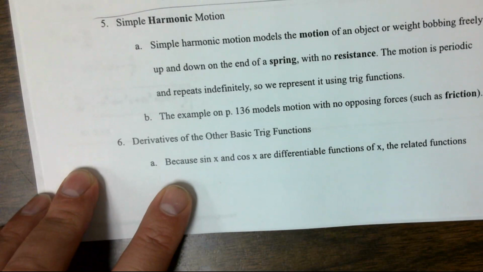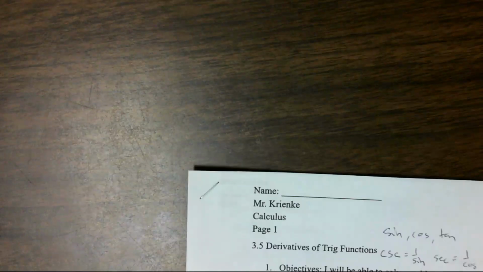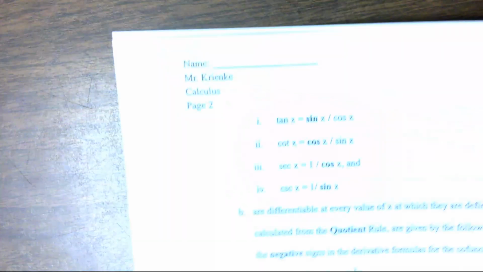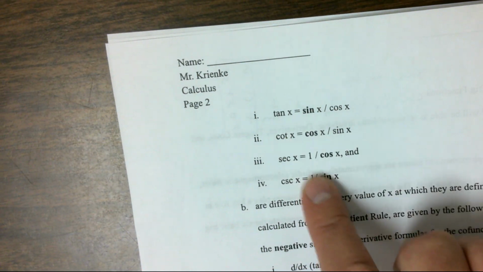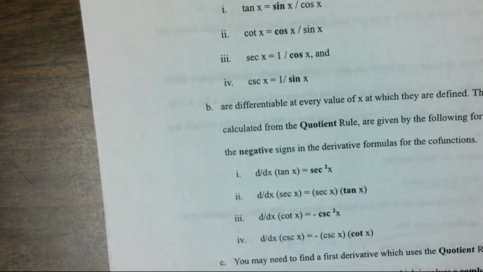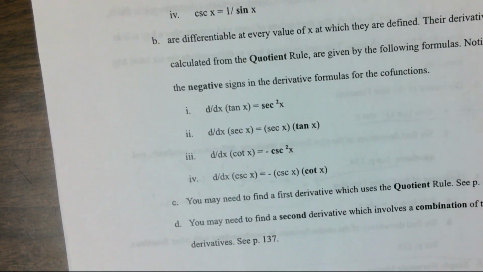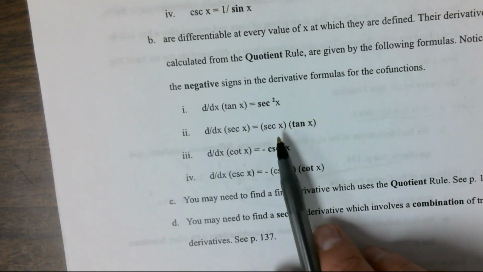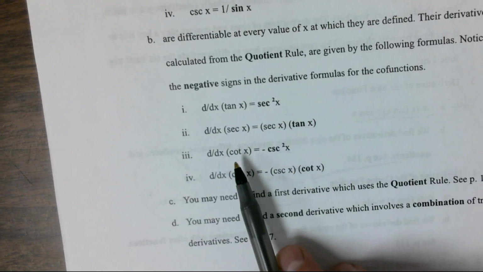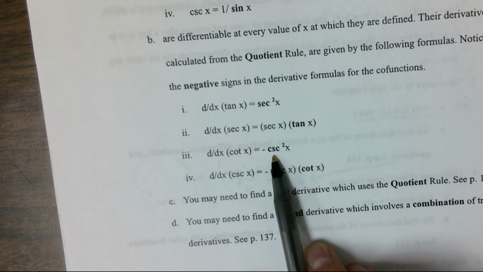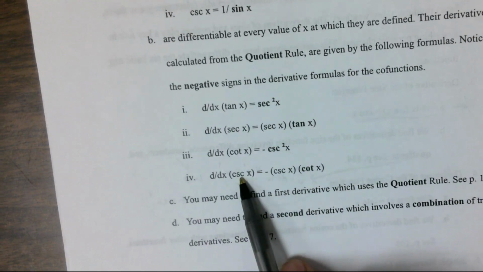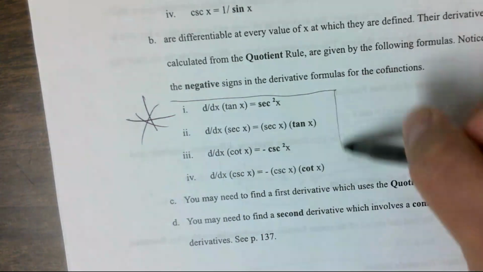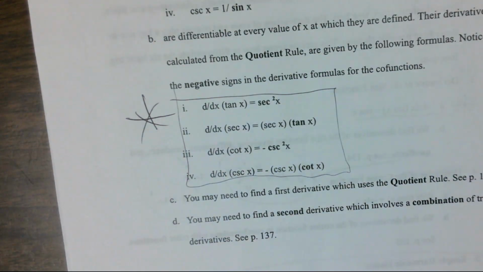Derivatives of other trig functions. Like we said, cosecant relates to 1 over sine. I list those here also, but those are just basic. But then the derivative of tangent is secant squared, and the derivative of secant is secant tangent, and the derivative of cotangent is negative cosecant squared, and the derivative of cosecant is negative cosecant cotangent. These are definitions you're going to need to remember or just use your notes. Those are your formulas.